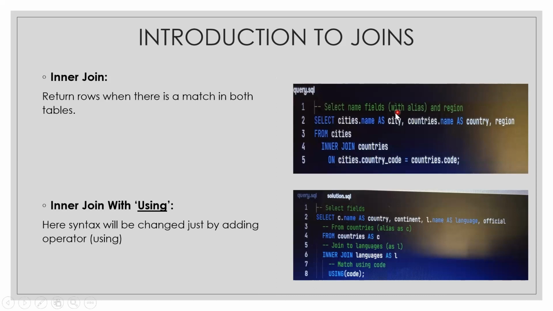Let's have a look at the query in which we will select two tables, aliasing them. The first one is cities, and we will alias it as city. The second table is countries, and we will alias it as country. From the table cities, inner join countries on cities using the column country code. It will join the countries on the cities, and this join will return the data that matches in both the tables.